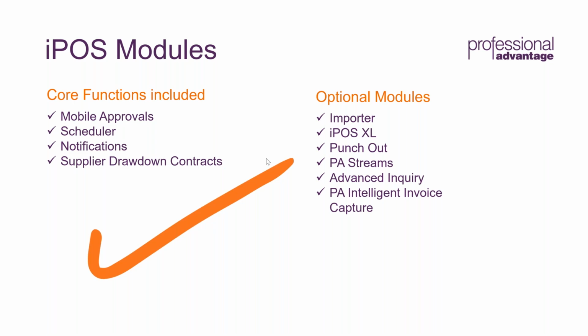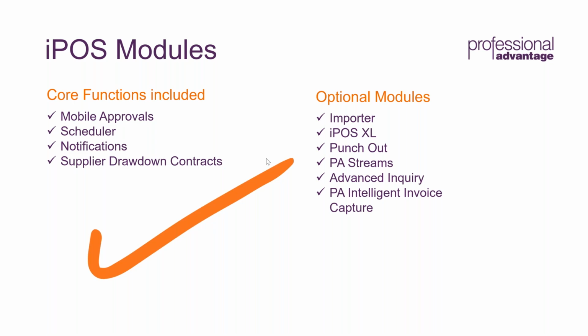Other solutions around it, PA Streams gives advanced integration if you want to talk to other systems in a complex fashion, although iPOS as a core does have an XML interface, meaning we can link to other systems such as housing solutions, works order solutions, things like this if needed without going to that advanced integration capability.